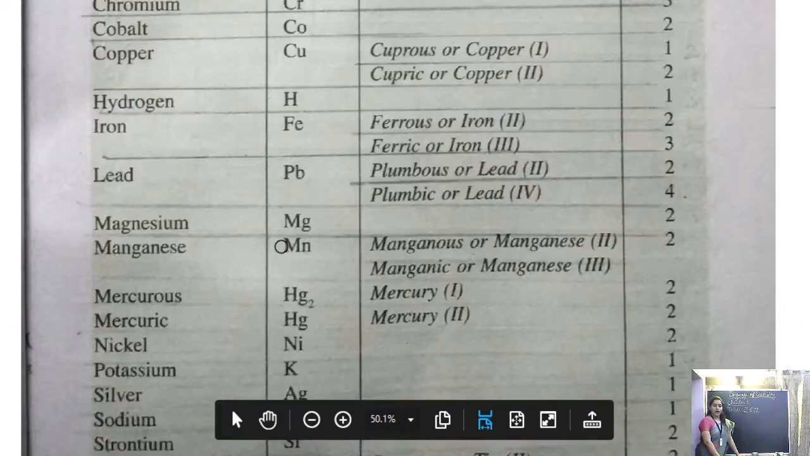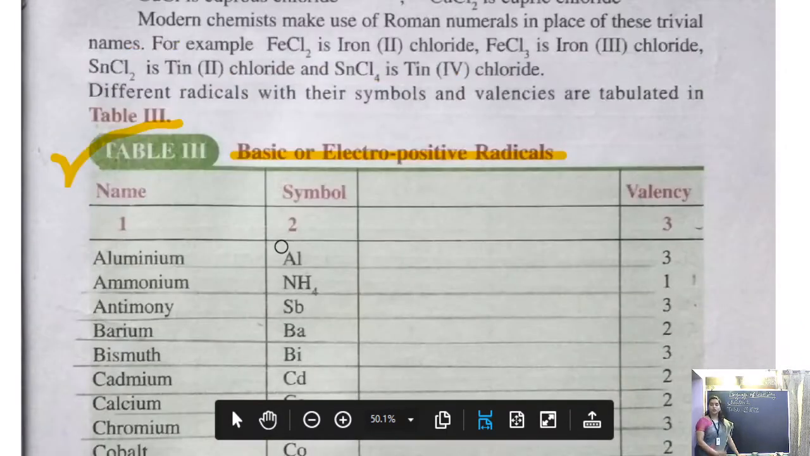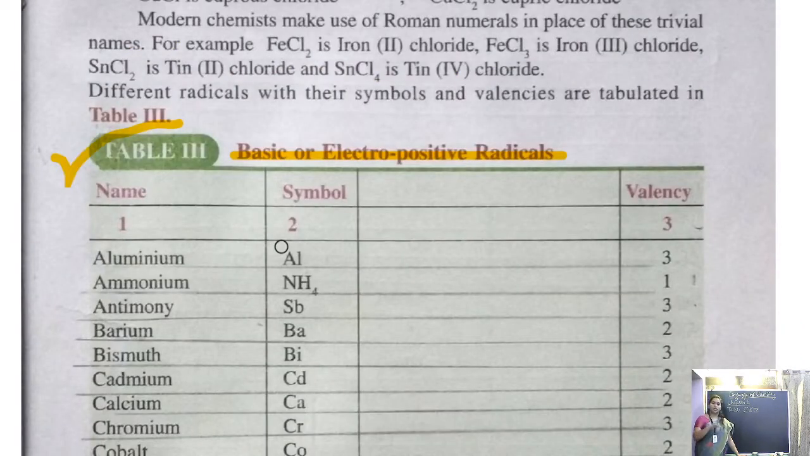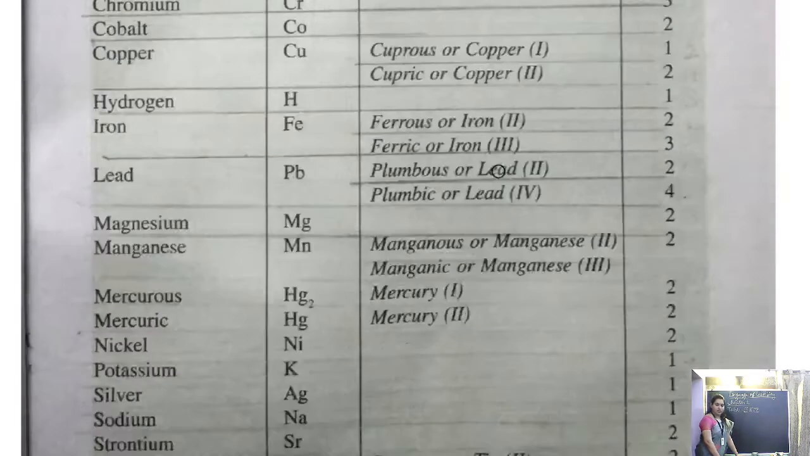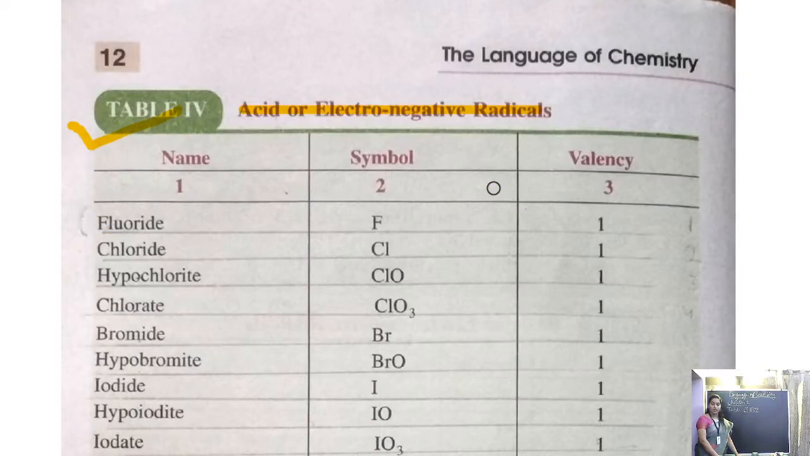Children, why was I teaching you valency and valence shell and everything? Because of electropositive radicals and electronegative radicals. Today I would like to clarify this concept, and we will discuss what electropositive radicals and electronegative radicals are. Fine.